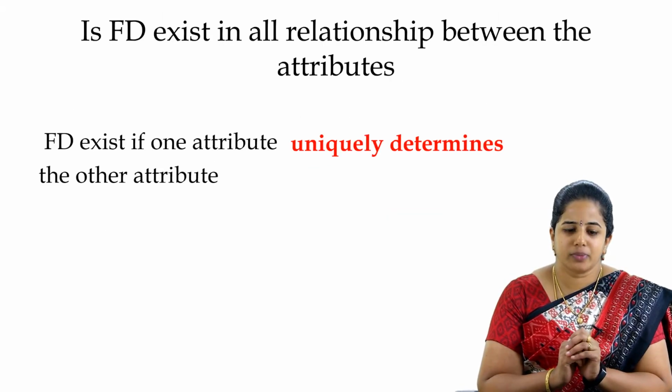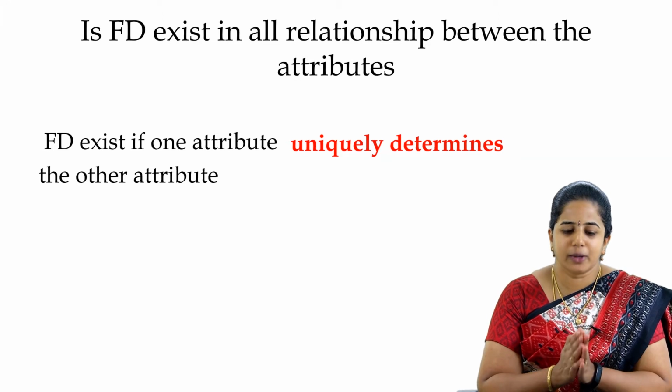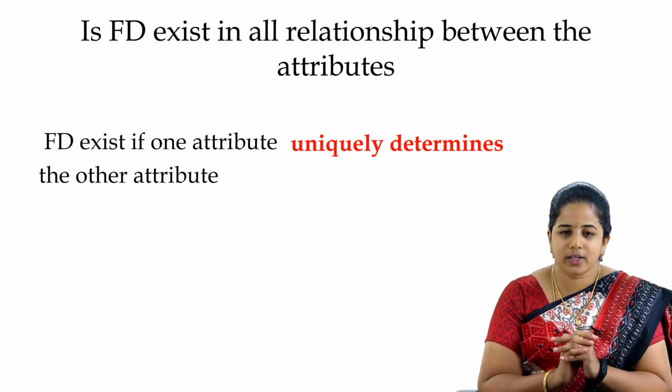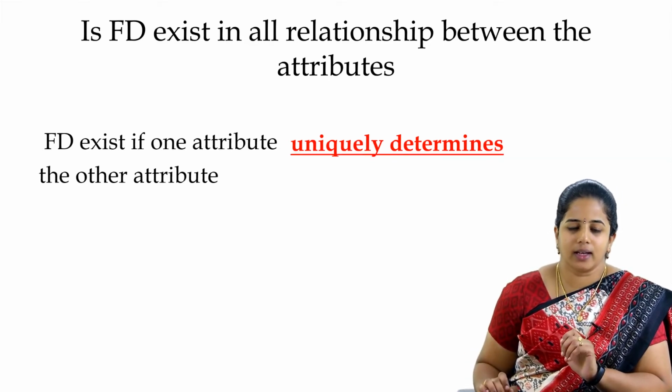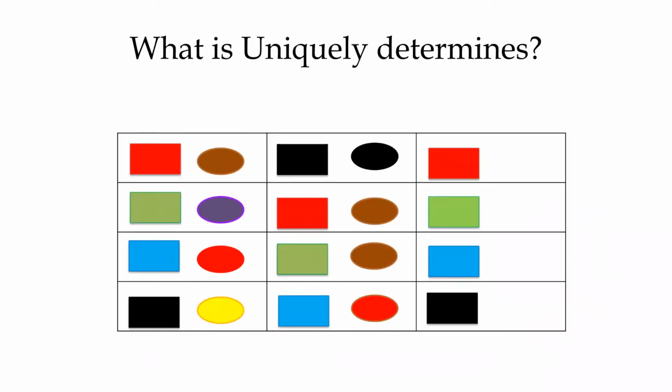Now you may ask me a question: does a functional dependency exist in all relationships between the attributes? The answer is no. A functional dependency exists if one attribute uniquely determines the other attribute. Now what is uniquely determined?